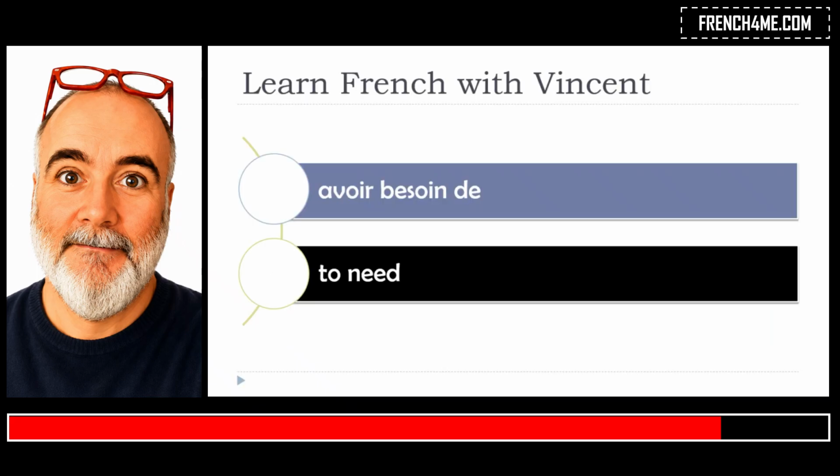To need: avoir besoin de. Okay, and in that situation, it's clear that you will have to conjugate the verb avoir according to the subject. You can put that at the present tense, the future, all the past tenses, and then conditional or subjunctive too.